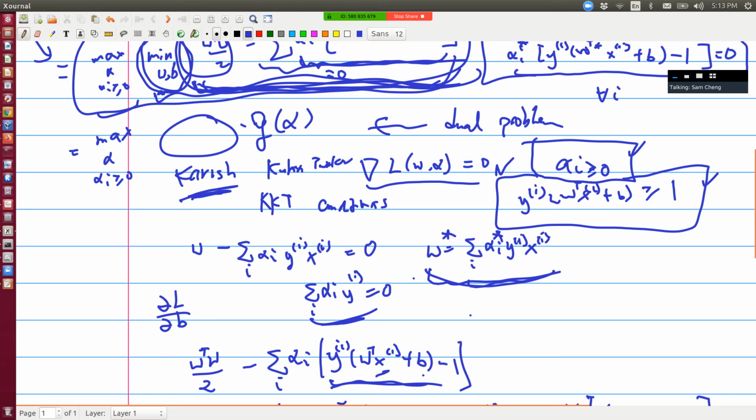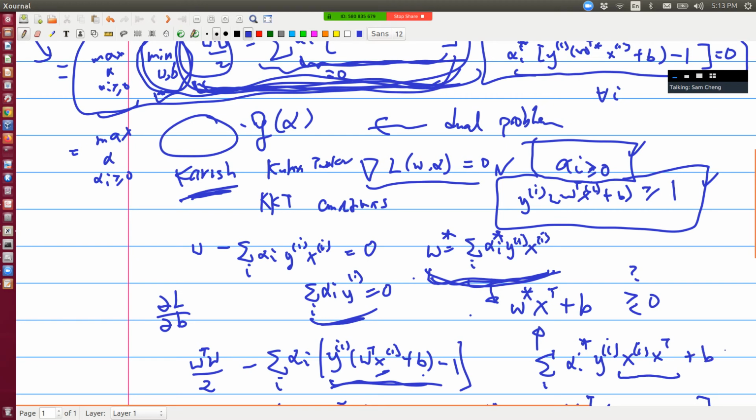In this case, I will use this alpha. I should go back and look at W star multiplied by some incoming x, plus b. I want to check whether this is bigger than 0 or less than 0, to decide whether it is a cat or not a cat. Now, W is this sum over i of alpha_i star y_i x_i, with x transpose, plus b, something like that.